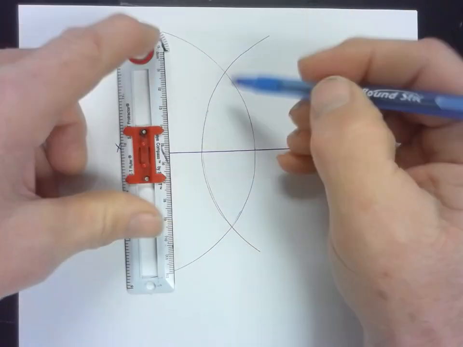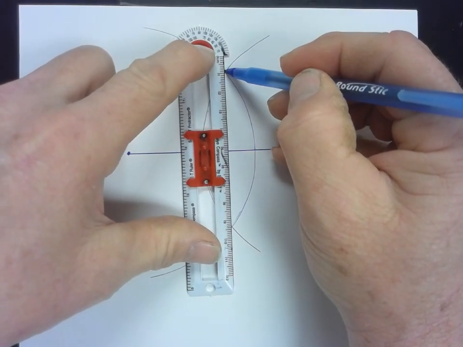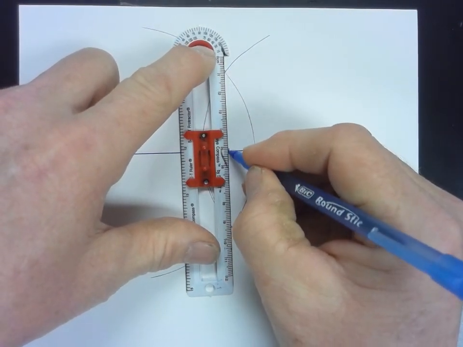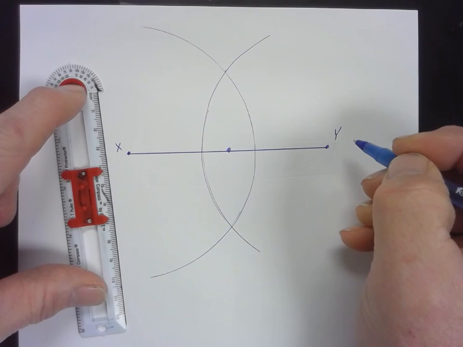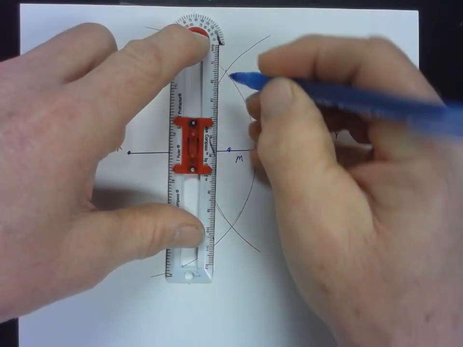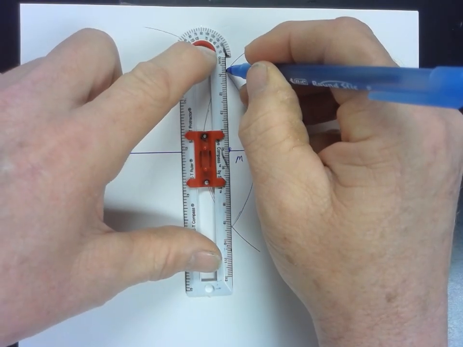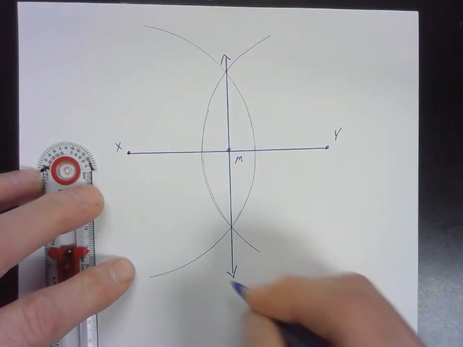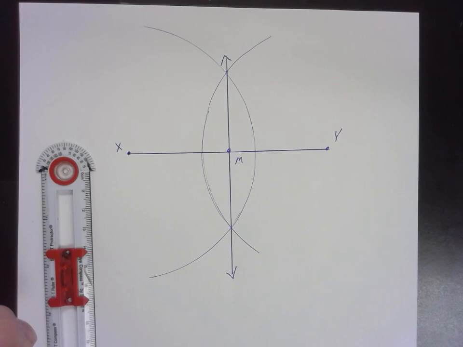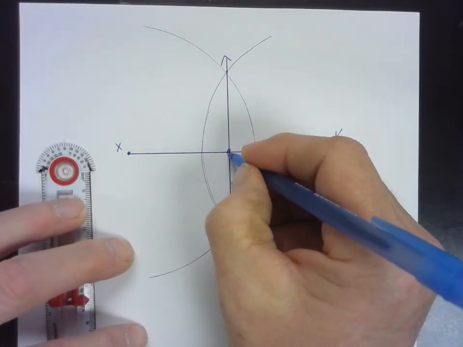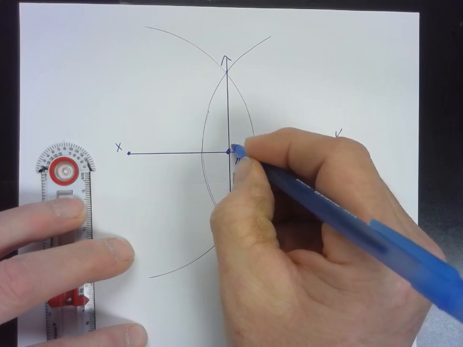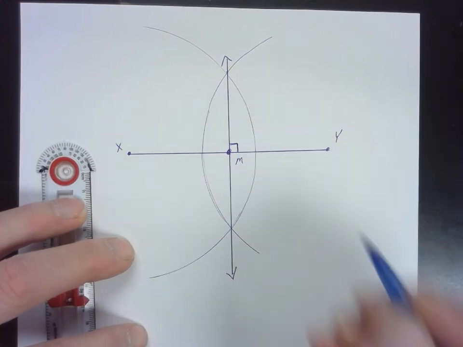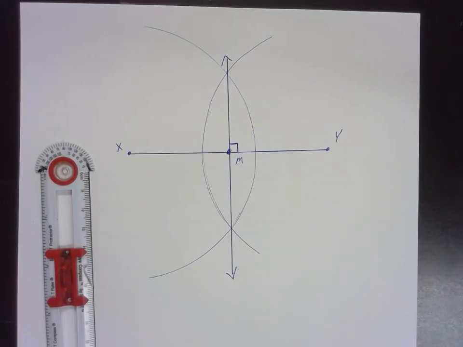Now, if I go from here to there, what do we know about that point right there? Good job, midpoint. What do we know if we actually draw this line in? What is that line called? Perpendicular bisector. Because it goes through the midpoint, it's a bisector, and it will be perpendicular to the segment. Okay?